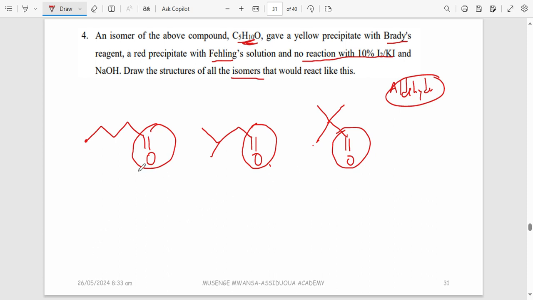It should always be there. Then immediately I put any methyl at one end and then the double bond comes in the middle. It's no longer an aldehyde, now it is a ketone.